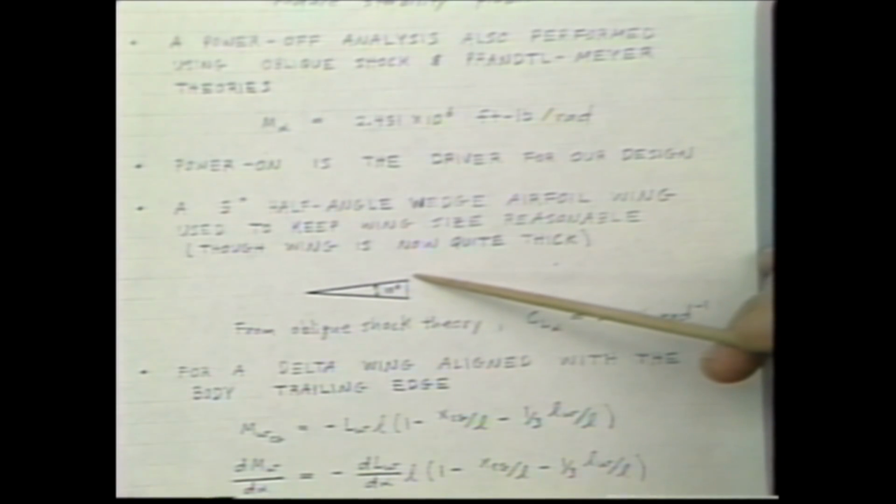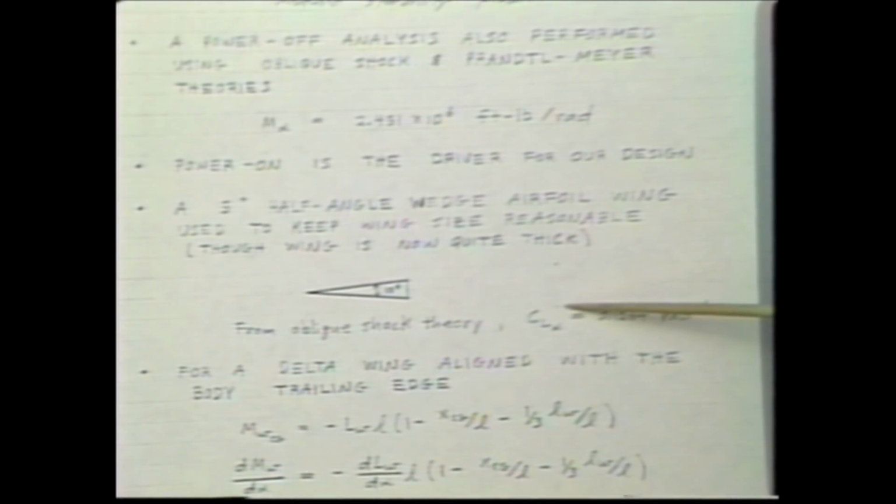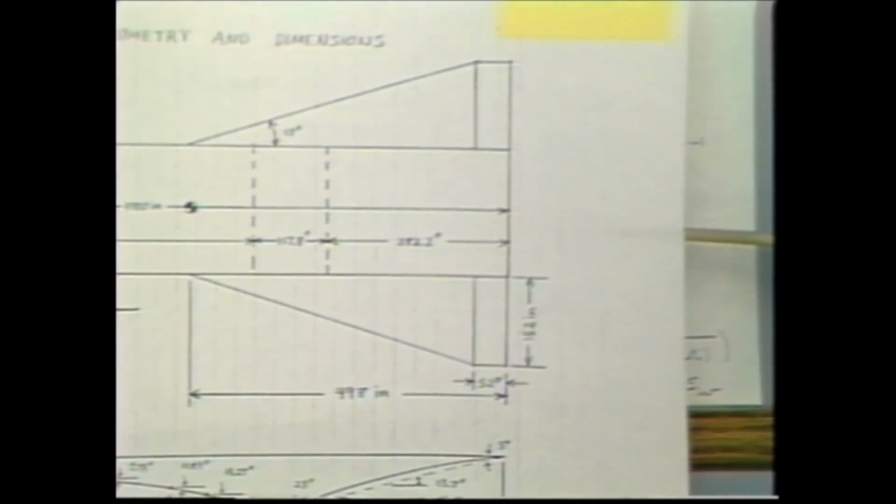If you go down to the Air and Space Museum, you'll see that big wedge on the tail. Same kind of thing, okay? This is just for longitudinal stability. From oblique shock theory, which you probably heard about yesterday, the CL alpha of that wedge would be 0.126 per radian. For a delta wing aligned with the trailing edge of the body, let's just show that again.